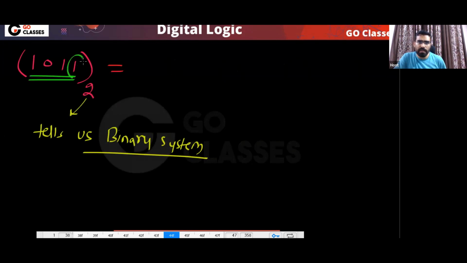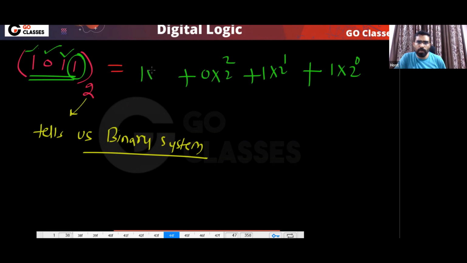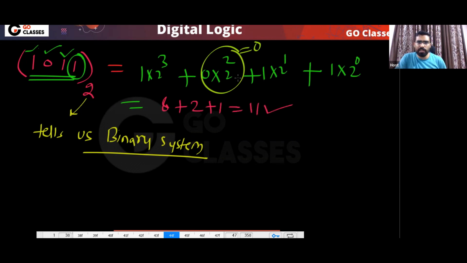Very simple. This has the weight 2 power 0, this has the weight 2 power 1, this has the weight 2 power 2, and this has the weight 2 power 3. Because this bit is 0, it becomes 0. Finally, if you add all of them, you get 8 plus 2 plus 1, and that is 11. So we are counting 11 apples.